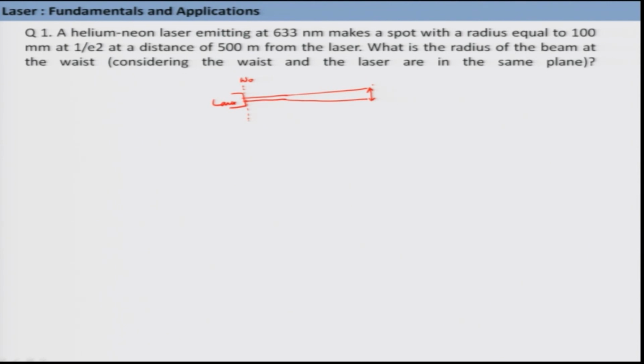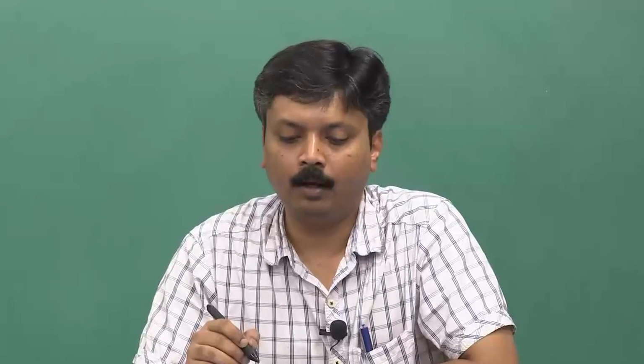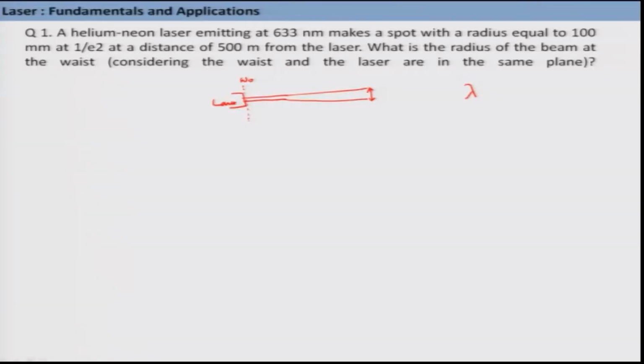Now here you see what information we already have in the question. That is the most important thing. Whenever we come across a question, we have to understand what information has been provided. The thing that has been given is that the wavelength lambda is equal to 633 nanometer, which is essentially red light, and at 500 meter distance, there the beam will look like this.